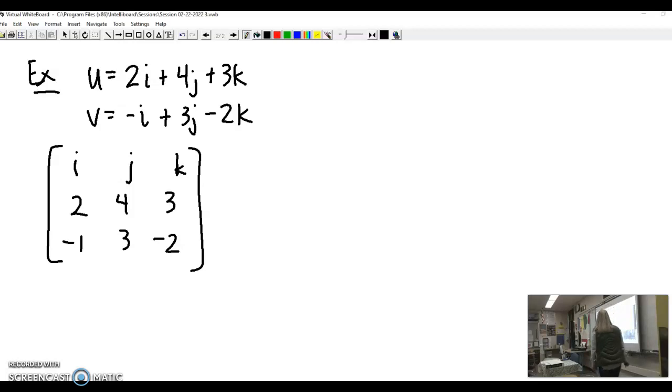Okay, now we're going to do our cross products. U cross V by expanding the matrix. So again, we're going to take the i in front. We're going to take out the i column. We're going to put down the numbers that don't have the i in them. So it's going to be these 4 numbers here. Okay? So these are the 4 numbers we're going to write down: 4, 3, 3, negative 2.